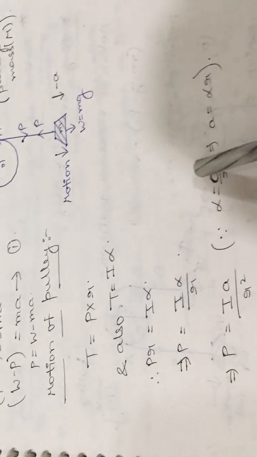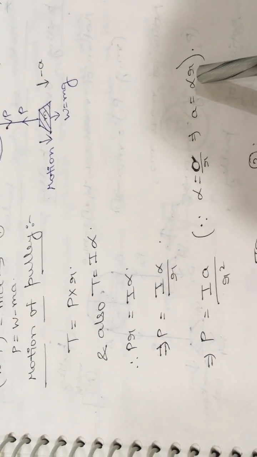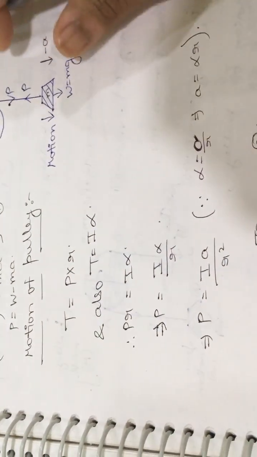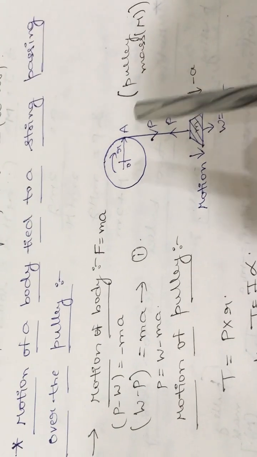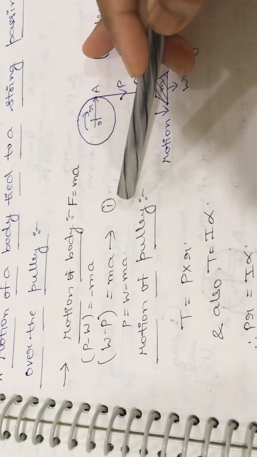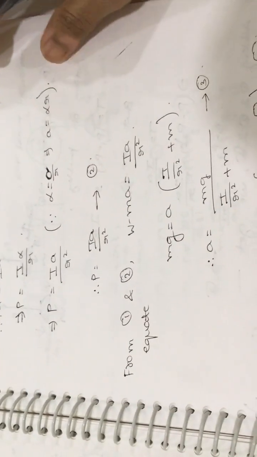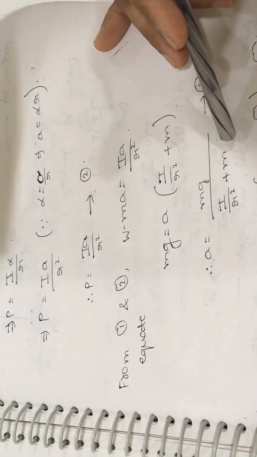Again we know that alpha is equal to a by R, from the relationship between acceleration and angular acceleration. So now substitute alpha equal to a by R in this P formula. You will get the P value as I a by R square. Make it the second equation. Now in this complete system, the P value will be the same for the body and for the pulley. So equate the first equation with the second equation, and you will get the acceleration formula. Now substitute the acceleration value in the second equation, and you will get the P formula.